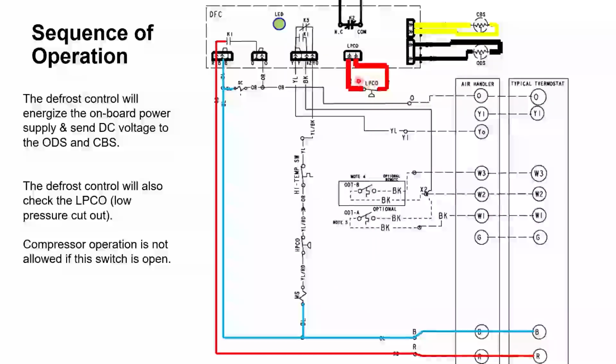This goes right into the board. It used to be on some units in the common line right here. On other units, it was in series with the high temp switch and HPCO. Since about 2016, it ties directly to the board. Then we have our coil bottom sensor with the yellow, and our outdoor temp sensor with the black. Those tie directly into the board.